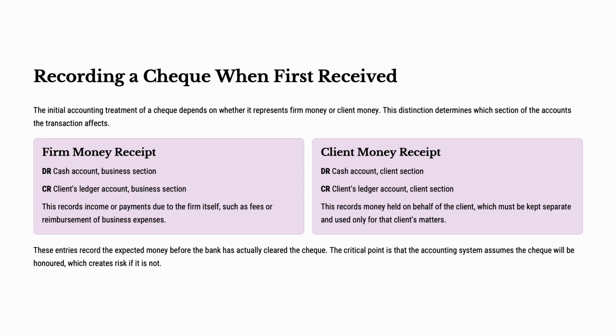Recording a check when first received: once you receive a check, the firm books it even before the bank clears it. If it is the firm's money, you debit cash account business section and credit the client ledger business section. If it is the client's money, you debit cash account client section and credit the client ledger client section. This entry simply shows that the firm expects funds to arrive. Nothing has cleared yet, but the ledger temporarily reflects the expected balance. That's it, not more than that.